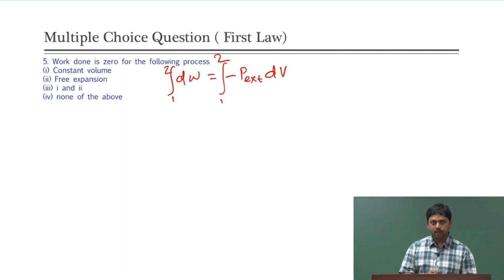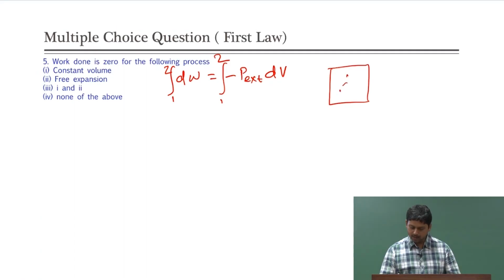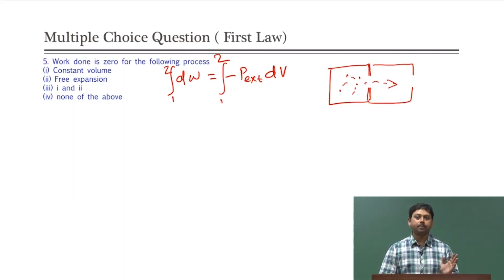Now, in case of free expansion, as we discussed before, external pressure is 0, because let us say the gases are in a particular chamber and there is a barrier here, and suddenly if we create a hole, then the particles will diffuse to the other side. It will diffuse to the other side against no pressure. So, P external is 0 for a free expansion, and therefore, that will also be 0. So, work done will be 0 for both constant volume case and free expansion case.